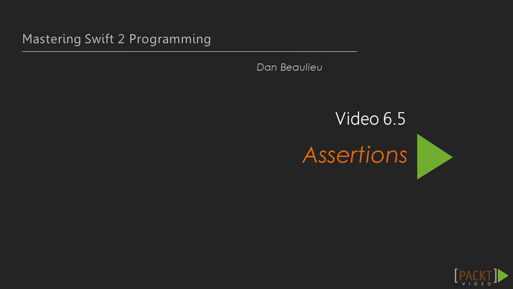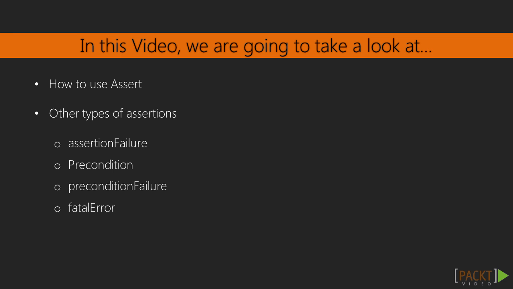In the previous video, we looked at how Xcode's address sanitizer can reveal details about Clang-based memory issues. In this video, we're going to look at different types of assertions, and particularly the assert method.